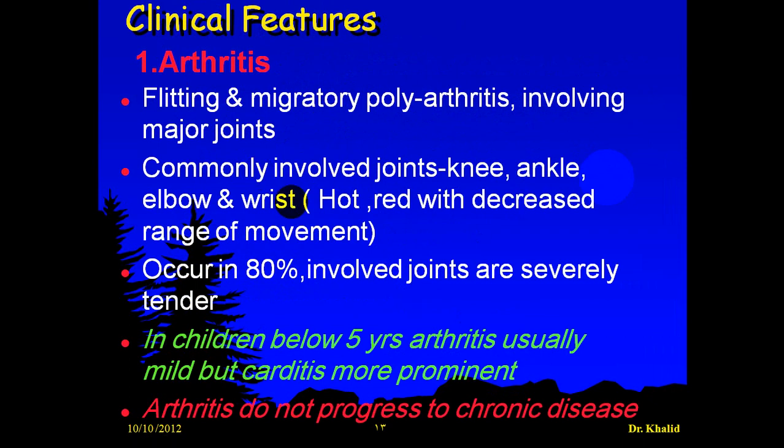Arthritis is the most common clinical feature. It is a fleeting migratory polyarthritis involving major joints, commonly the knee, ankle, elbow, and wrist. The joint is hot, tender, painful, and red, with decreased range of movement. In 80% the involved joints are severely tender. In children below 5 years, arthritis is usually mild, but unfortunately carditis is more prominent. Arthritis does not progress to chronic destructive arthritis like rheumatoid arthritis, but resolves to normal after the acute infection resolves.